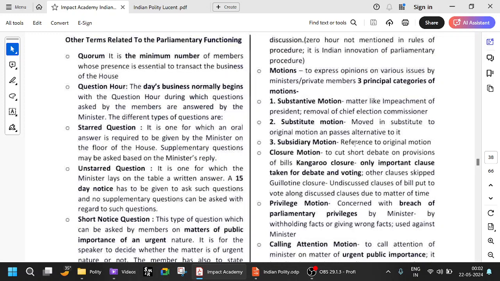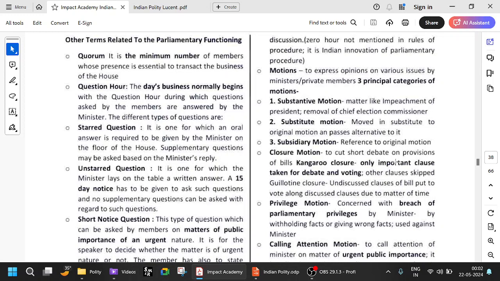So subsidiary motion, it is a reference to the original motion. Okay, so these are the three types of motions. So there is one major motion, that is a substantive motion. Okay, and then there can be a subsidiary motion, which references back to the original motion.